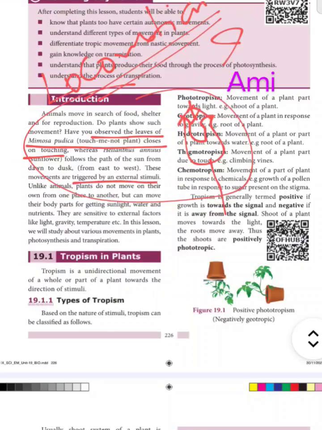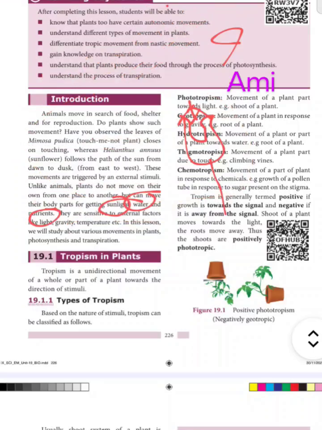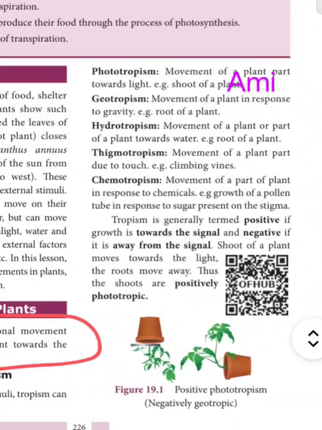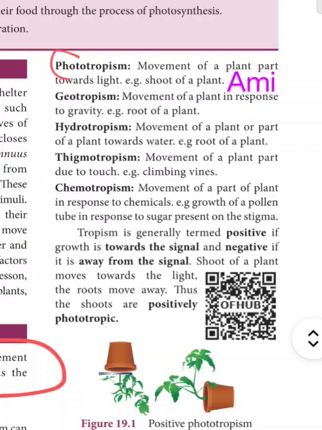So, unlike animals, plants do not move from one place to another, but they can show movement towards sunlight, water, and nutrients, and also towards some sensitive external factor like an insect, all this which we have discussed right now. So these kinds of movement in plants, generally the unidirectional movement of a part or the whole plant towards any kind of stimulus, is known as tropism. The tropism can be of various types. First is phototropism. As the word mentions, photo generally refers to sun, right? So sunlight, the movement of the plant part towards the light, the shoot of the plant, that is phototropism.